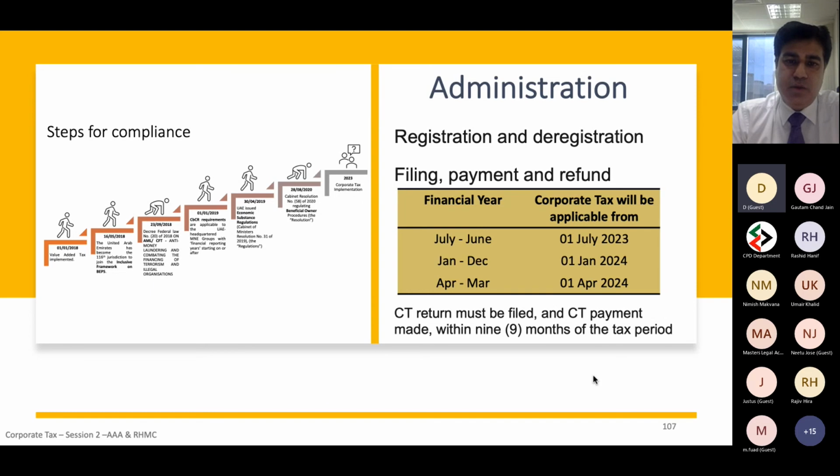I'm not detailing those pointers on registration and deregistration. Too early to talk about those points. Filing, payments and refunds, again too early to look at that section because we are still in the pre-planning stage.